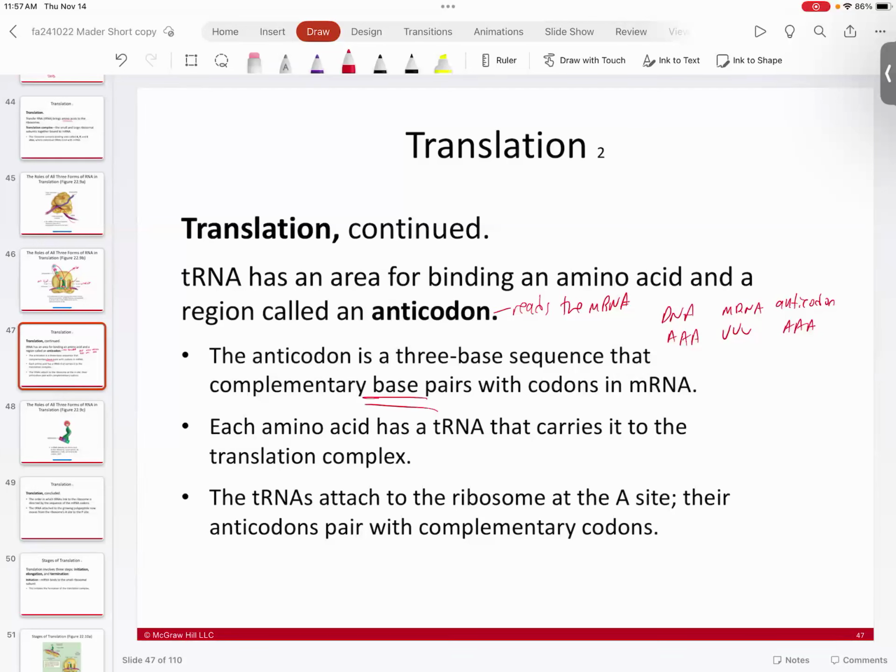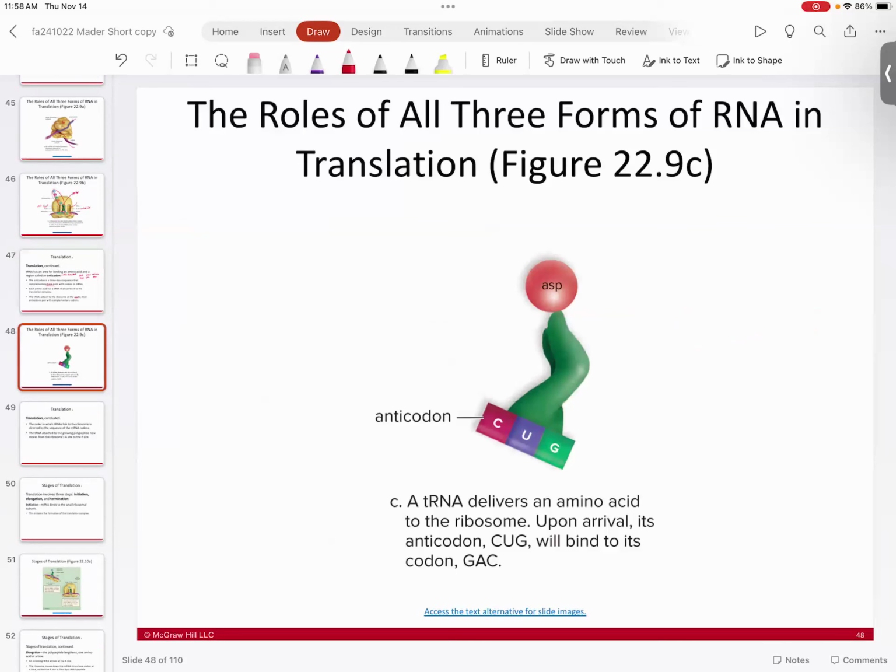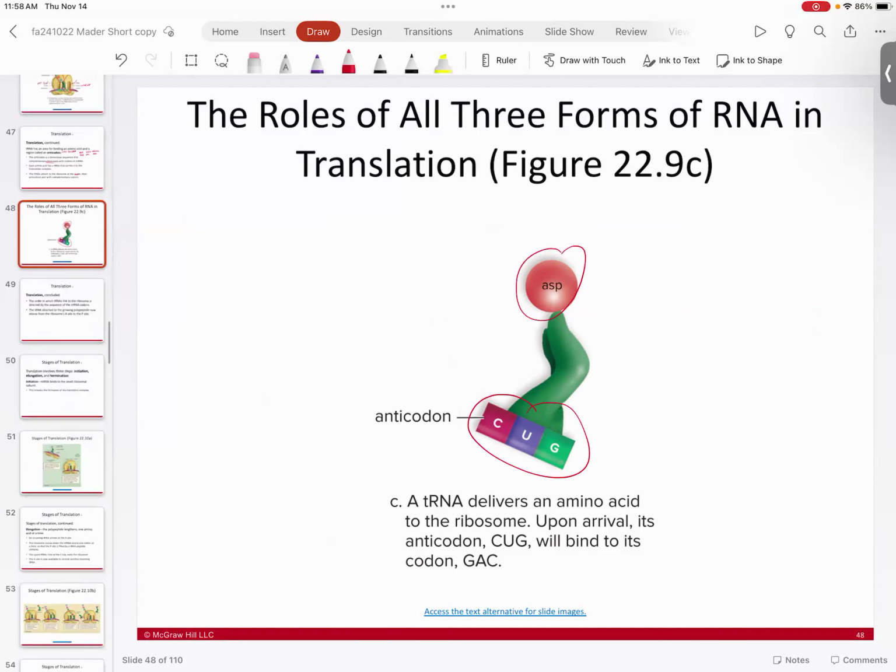And so the tRNAs that have their amino acid will go to the ribosome and they'll attach at the A site. That's the arrival site. And then the amino acid they're carrying will essentially be the one that adds to the polypeptide chain. So in this particular case, you see CUG. This is your anticodon region down here. And then at the other end, you have your amino acid. In this case, it's aspartate.